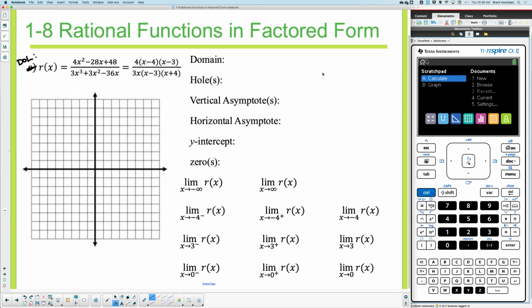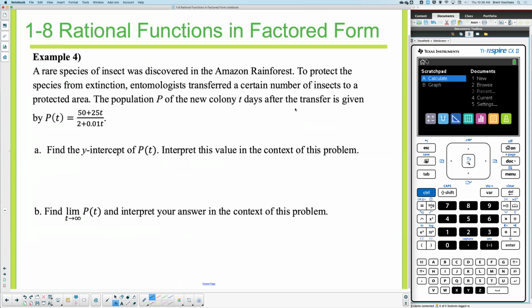All right, now after completing that, let's come over here. And now let's finish with example 4. It says a rare species of insects was discovered in the Amazon rainforest. To protect the species from extinction, entomologists, I don't know how you say that word, transferred a certain number of insects to a protected area. The population P of a new colony T days after the transfer is given by P of T there.